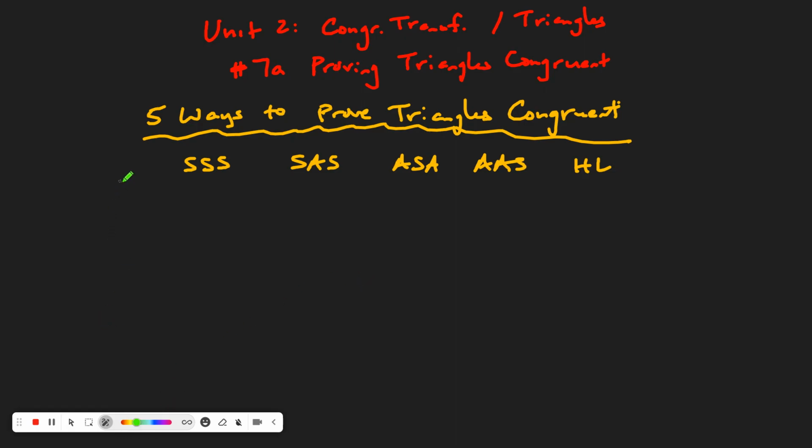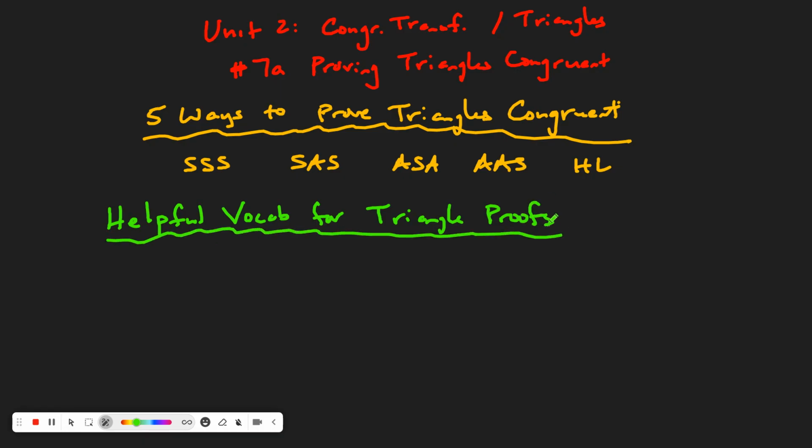Now let's talk about some helpful vocab for triangle proofs. You're going to see that some of this stuff is things you've done in the past, because in geometry, it's very important that you don't forget anything. So first, let's talk about a midpoint and a segment bisector.